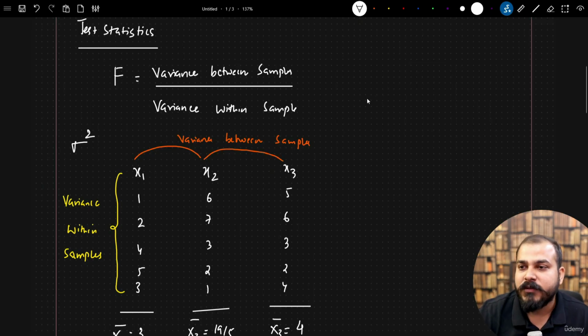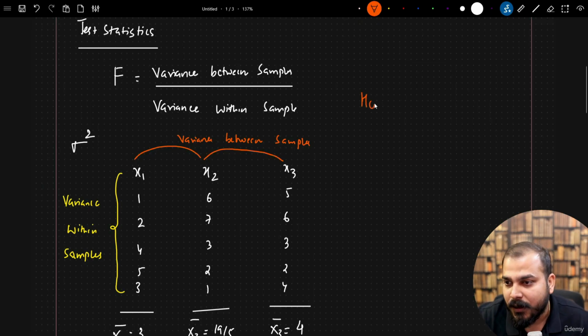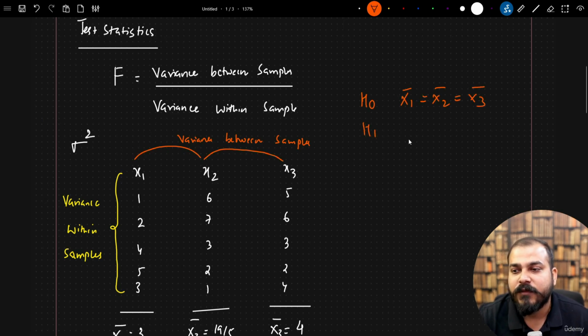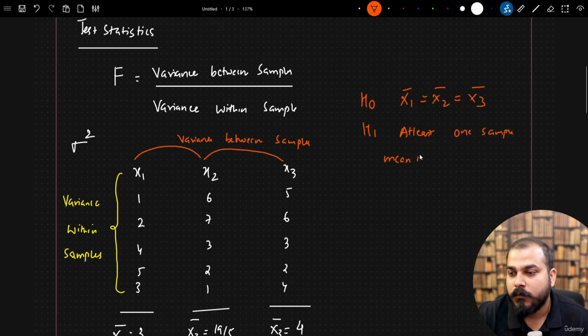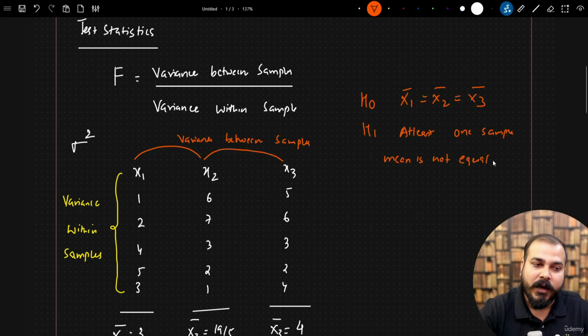So for this kind of problem statement, obviously my null hypothesis will be x1 bar is equal to x2 bar is equal to x3 bar. And in the case of H1, it is that at least one sample mean is not equal. And then we can go ahead and do it.